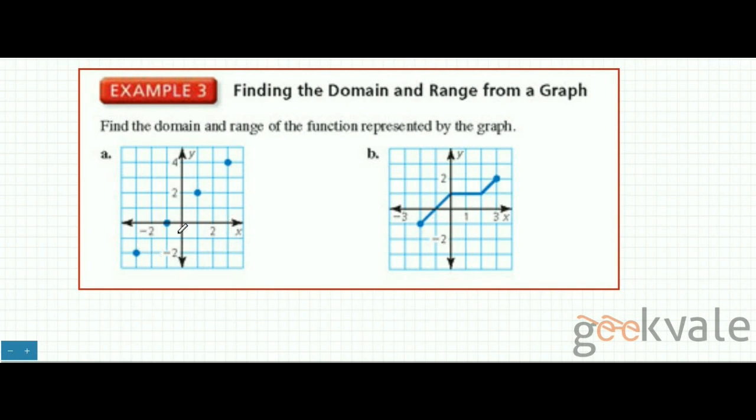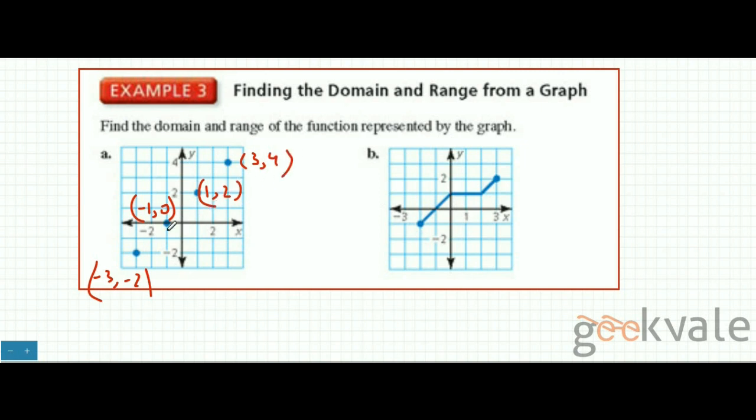Like this one will be, if you look over here, this is -1, -2, -3, right? So you can write down this point as -3, -2. This point can be written as x is 1, y is 0, x is -1, sorry, y is 0. This one is x 1, y 2. This one is x 1, 2, 3, y is 1, 2, 3, 4.